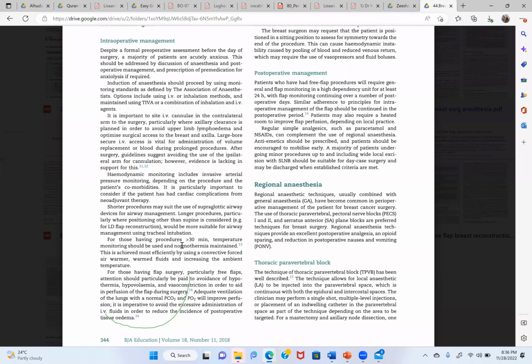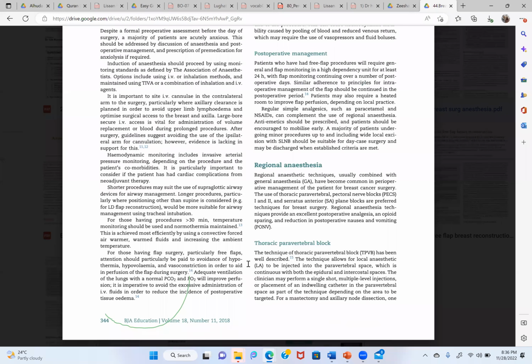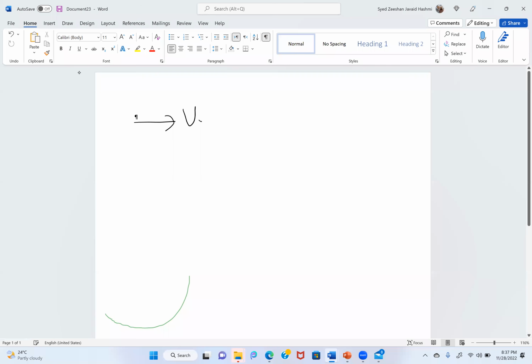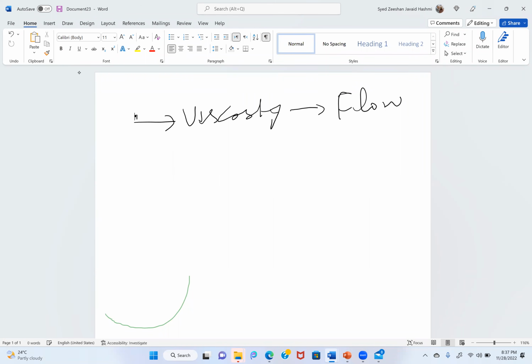With reference to free flaps, I will tell a few things. Whenever you have any flap surgery, you have to maintain the viscosity. If the viscosity goes too high, the flow will decrease, and you don't want flow to decrease.